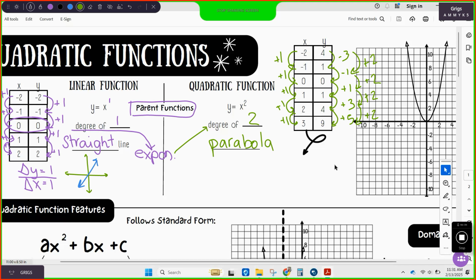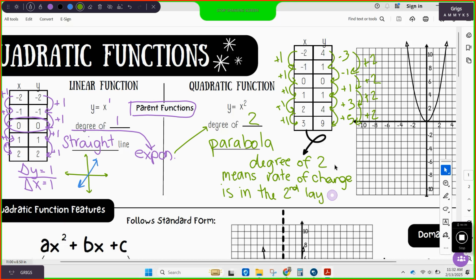So what's happening is degree of 2 means the rate of change is in what layer? Second.